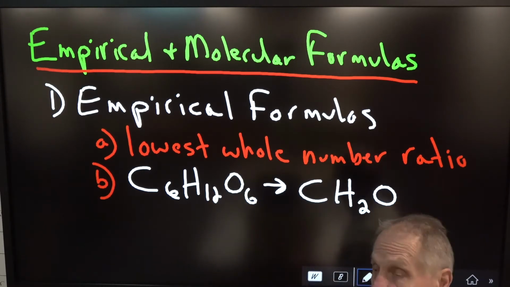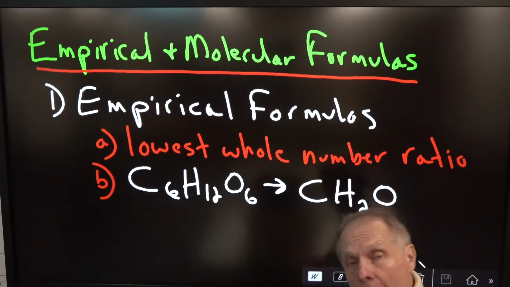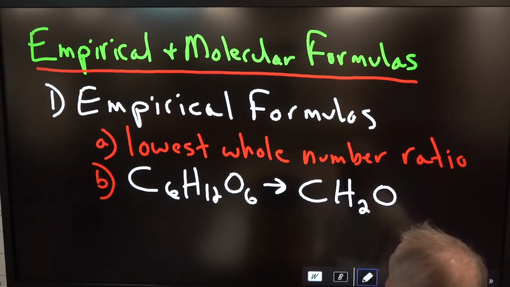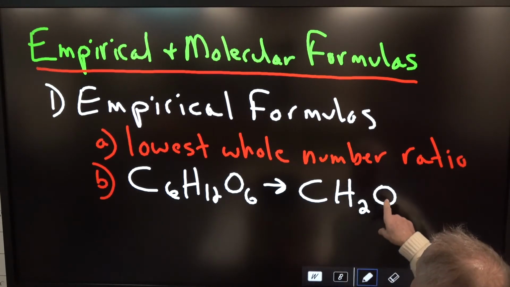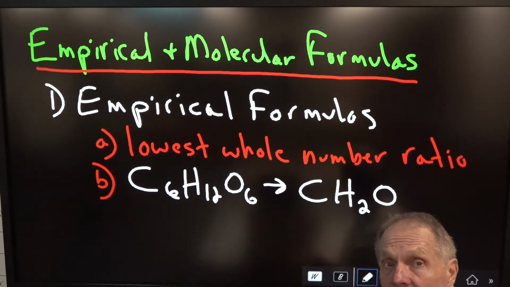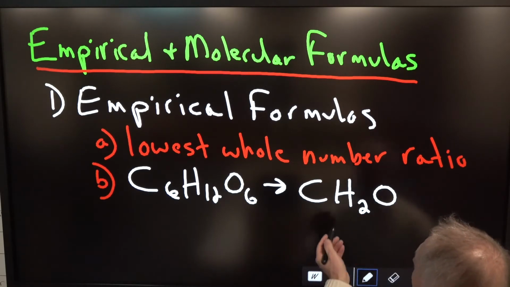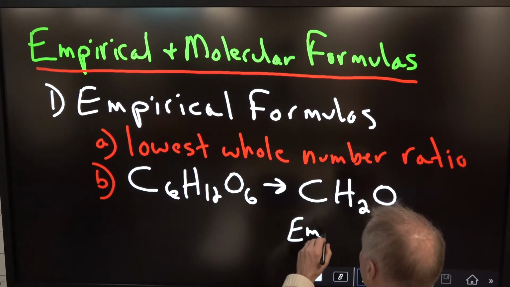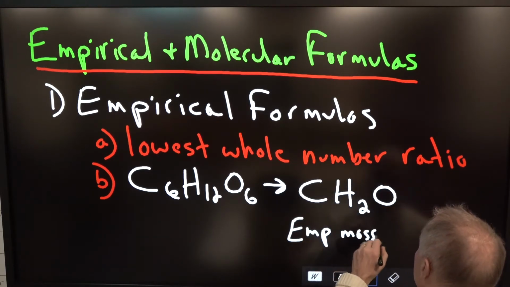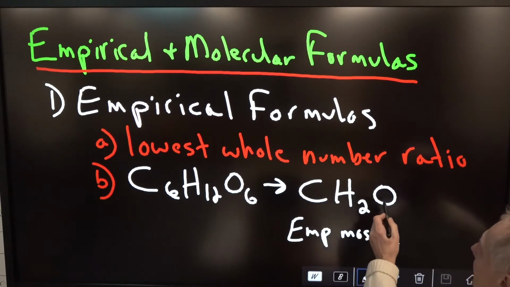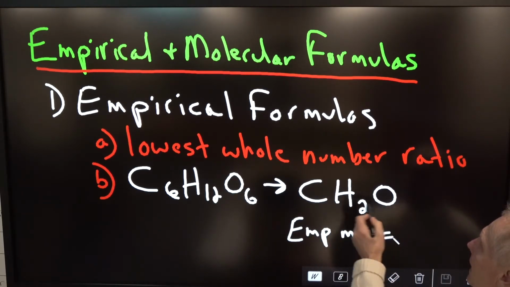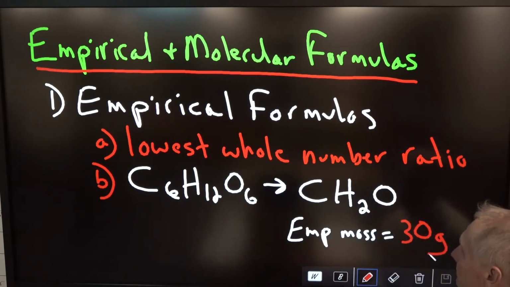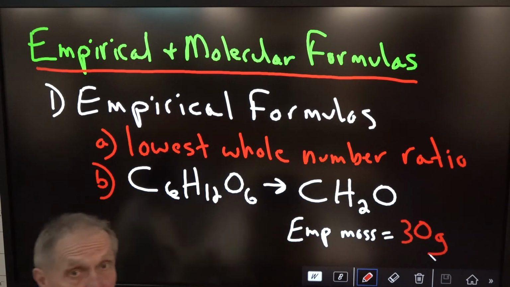Now, the other thing is, if this is called the empirical formula, then what must the empirical mass be? Well, you just add them up. So we have 16 and 12, so that's 28, 29, 30. So the empirical mass, 12 and 16, that's 28, 29, 30 grams. Now, this is very interesting.